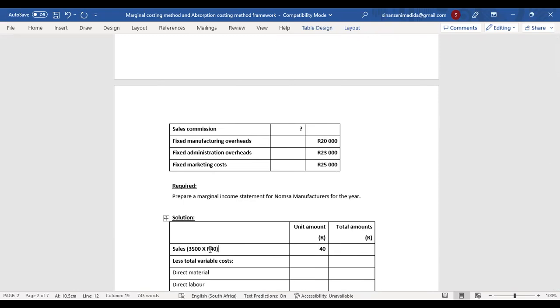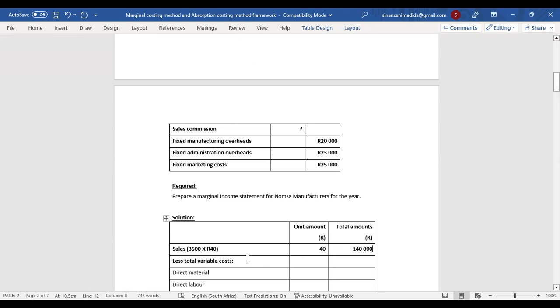What is our answer? What are we getting? How much are we getting? 140. Let's confirm the amount, please. 140. Is everyone okay when it comes to sales?